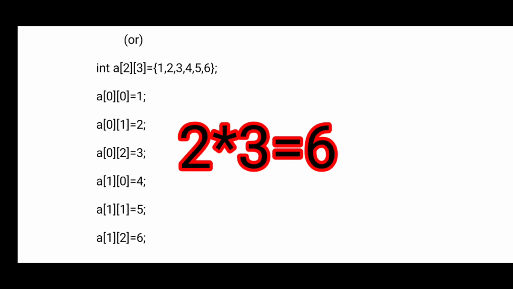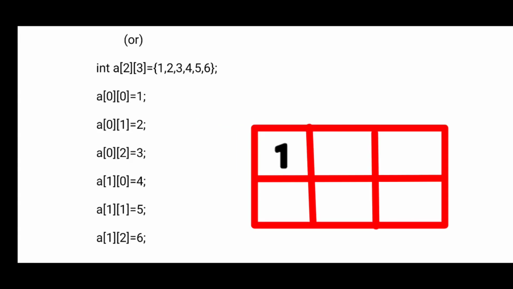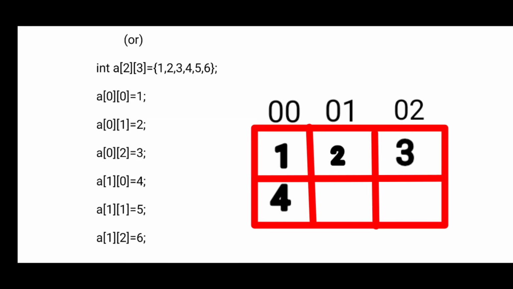Here the value 1 will be stored in 0th row, 0th column. 2 will be stored in 0th row, first column. 3 will be stored in 0th row, second column. And then 4 will be stored in first row, 0th column. 5 will be stored in first row, first column. And then 6 will be stored in first row, second column.